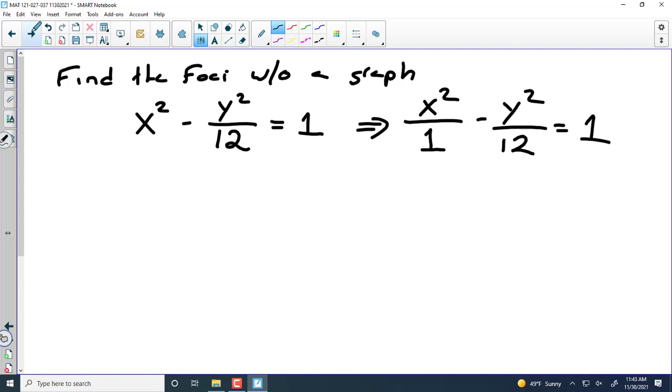Does that look better now, everyone? Does it look more like a hyperbola we're used to? I think so. Can you tell me which way it opens, left and right or up and down? Left and right, because x squared is the first term, it's the positive term. Okay? So c squared equals what? What two numbers do we add? 1 and 12.